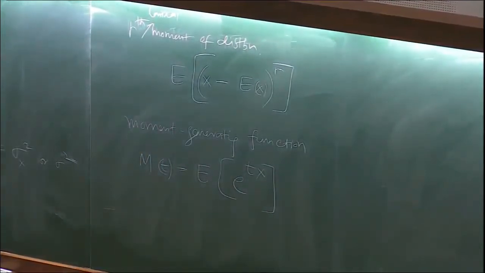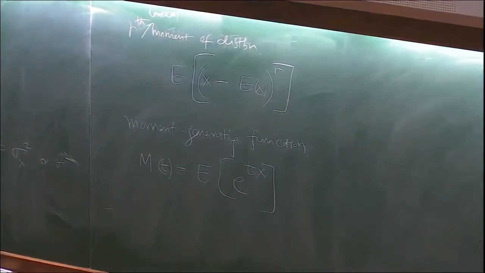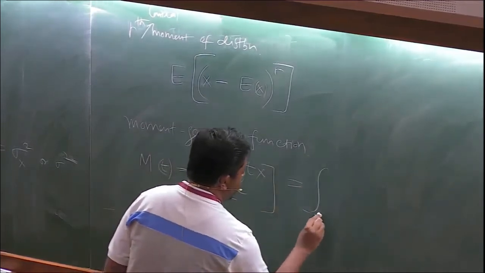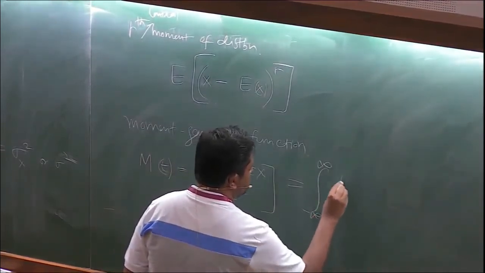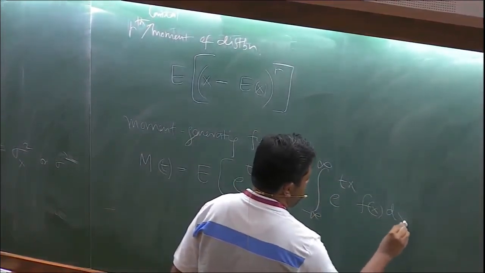Why is it called the moment generating function? Well, if you just look at how m behaves around t equal to 0, that gives you all the possible moments of the distribution. And that's why it sort of generates the moments of the distribution. So by definition, this is just the integral of e to the tx f of x dx.